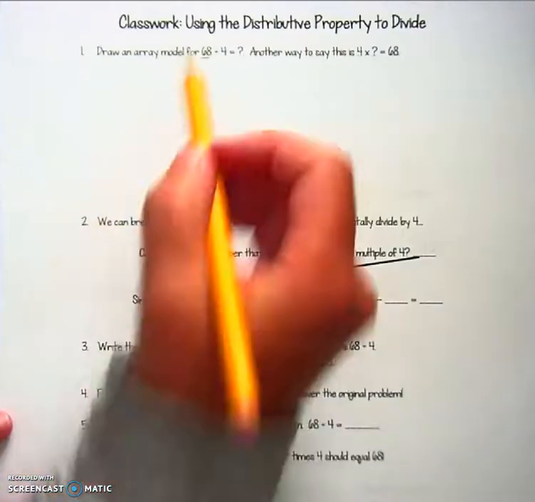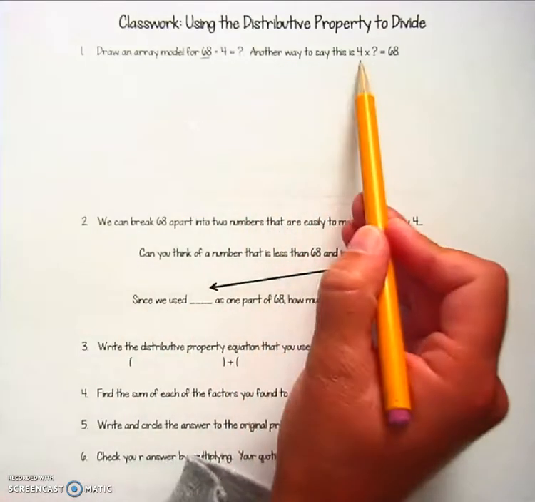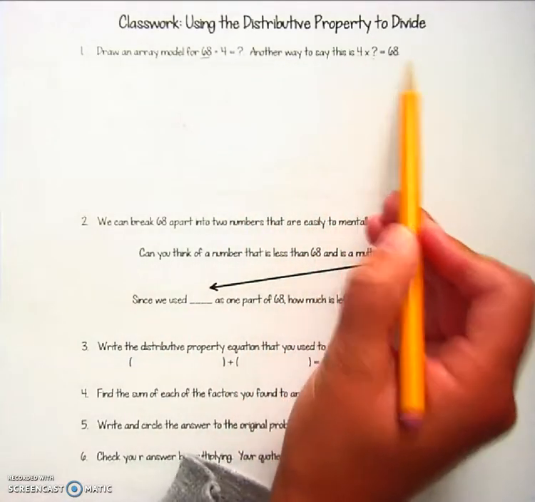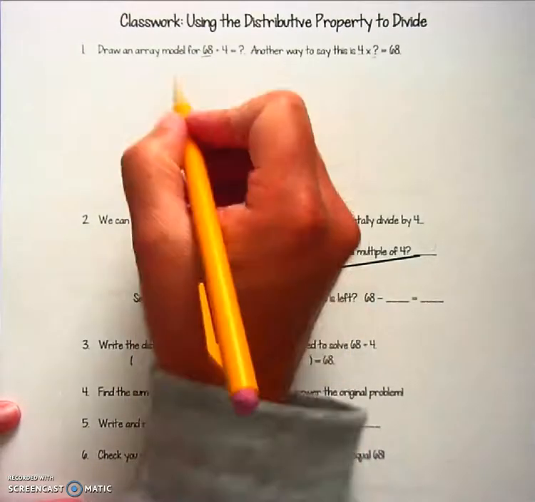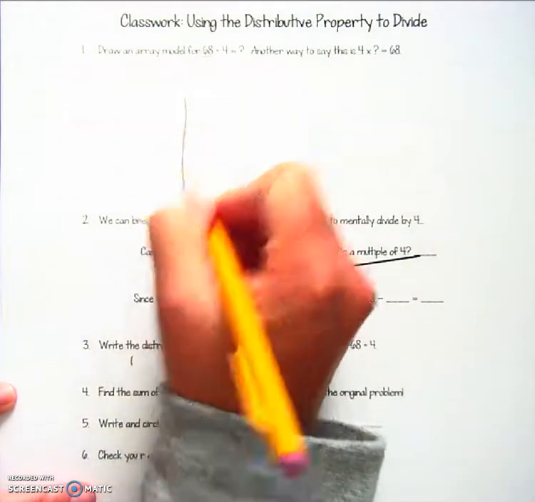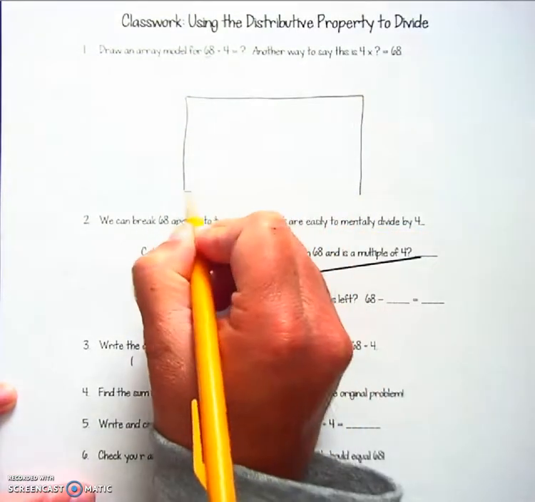So we're going to start by looking at 68 divided by 4. Another way to say that is 4 times a mystery number is 68. And we're trying to figure out what that mystery number would be. So I can start by drawing an array. I'll start by drawing a large rectangle in the middle of my paper.